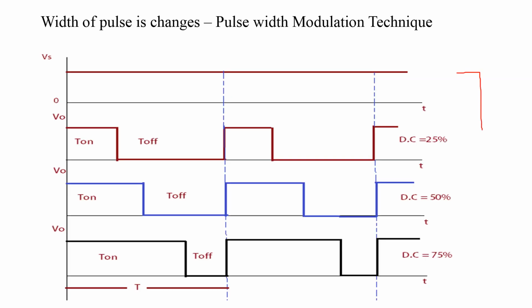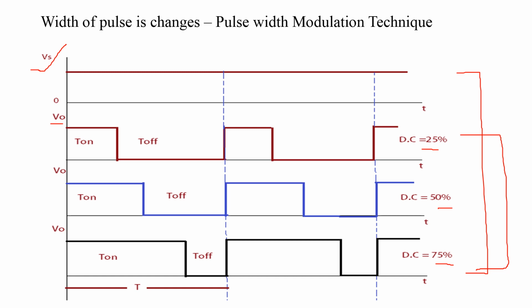Now consider waveforms related to the constant frequency control technique. In this, Vs is the input voltage of chopper and V0 is the output voltage of chopper. Here we are going to observe the output voltage for different duty cycles, that is, duty cycle of 25%, 50% and 75%. In this case, we control the output voltage by controlling the on time of the chopper by keeping the total time of the chopper constant. By varying the on time of the chopper we can get variation in the output of the chopper.